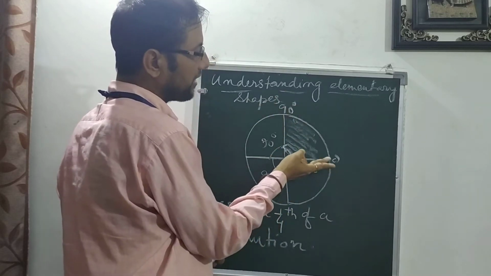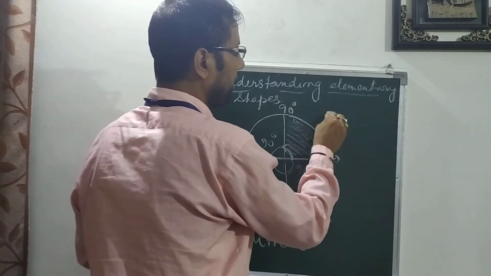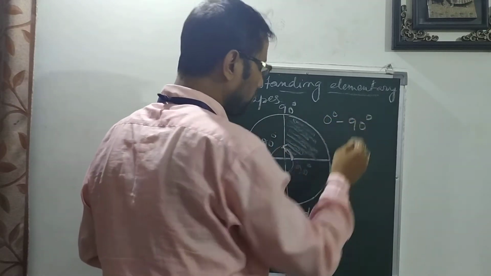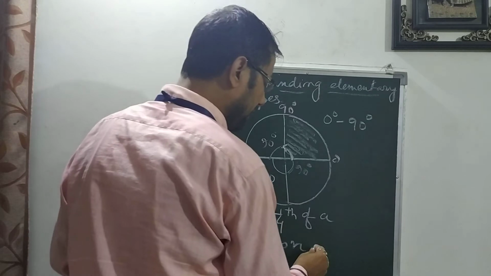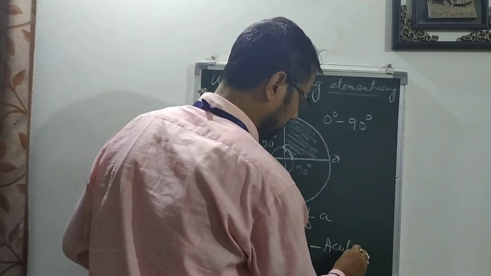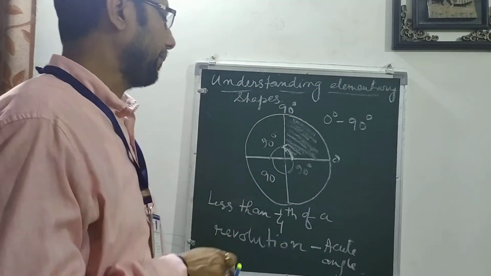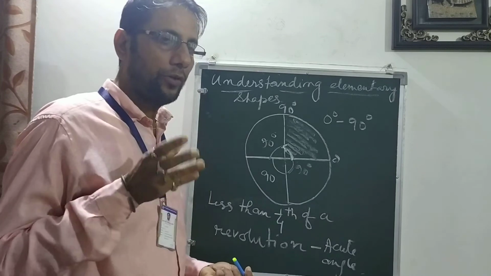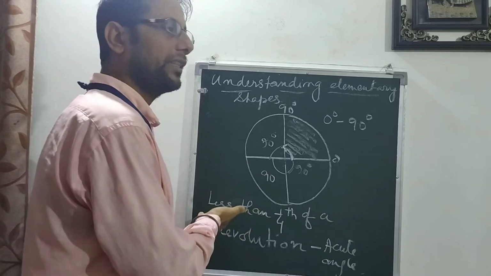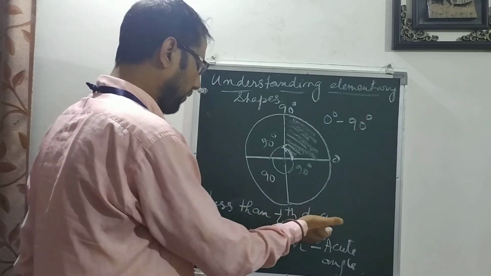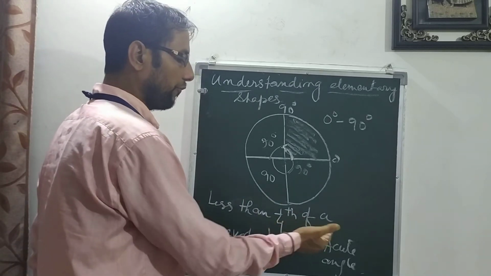Now if it starts from 0 and stops somewhere over here, it is between 0 degree and 90 degree. So less than 1/4 of a revolution can be named as acute angle. So students, what we have learned is that the acute angle can be expressed as less than 1/4 of a revolution.